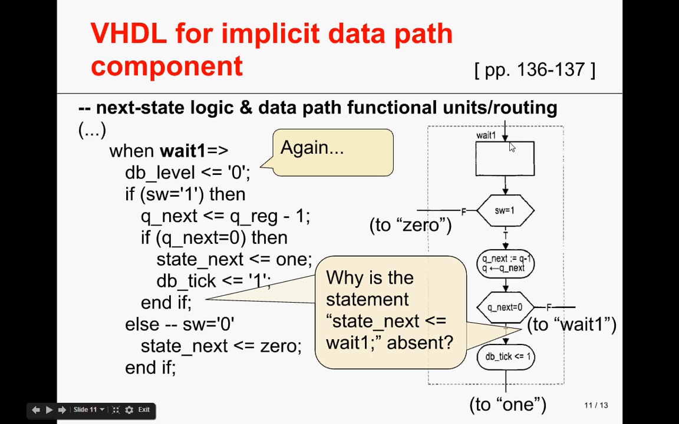So in this case, again, we have a direct translation from the FSMD block corresponding to state wait 1 and the corresponding VHDL code. Notice that again we have to start by assigning dB level output to 0, and this would have been avoided if it was included in the default assignments section. Then we ask if switch is 1, then Qnext is decremented, and we immediately afterwards check if Qnext is now 0.